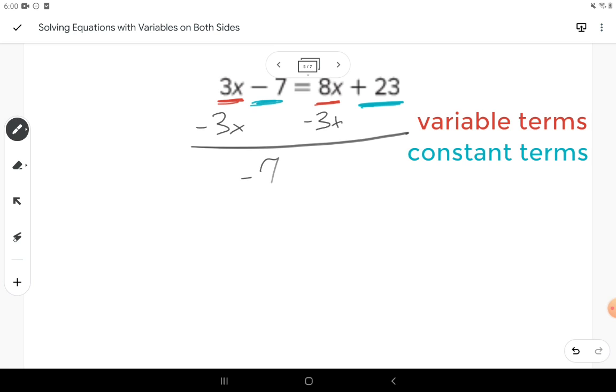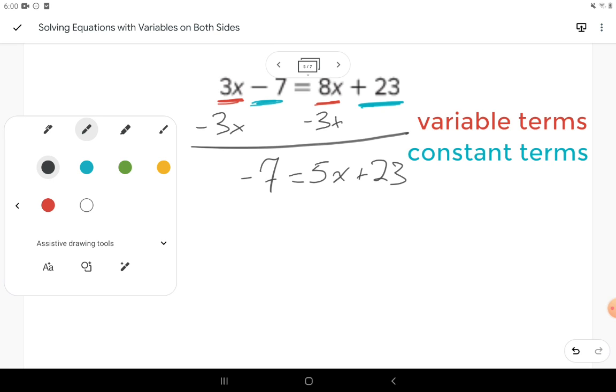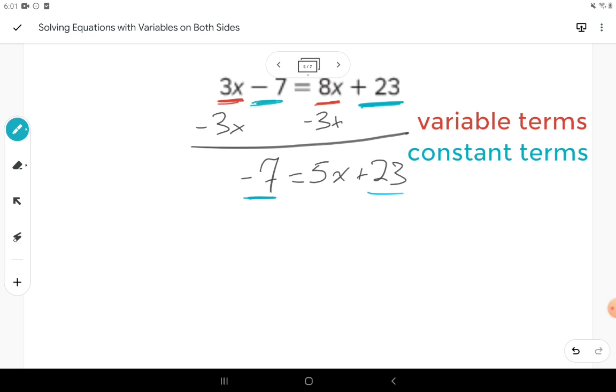So I'm left with -7 equals 5x plus 23. Once again, I'm just going to try to recategorize so we can see what we're doing here. So now I want all of my blue or constant terms to be on the left side. So to get that done, I'm going to subtract 23 from both sides.